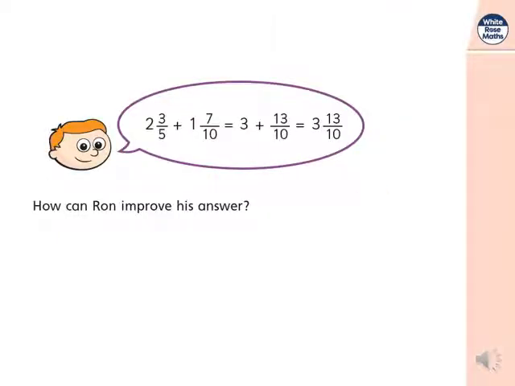Here we've got Ron makes this statement. He says 2 3/5 add 1 whole and 7 tenths equals 3 13/10. So looking at Ron's statement, how could he improve his answer? He has the correct answer, but he didn't do something. What could he have done to improve his answer? Pause the video and write down what could he have done.